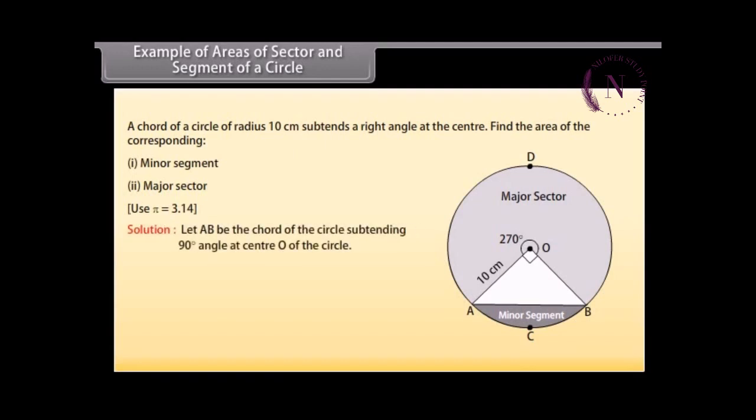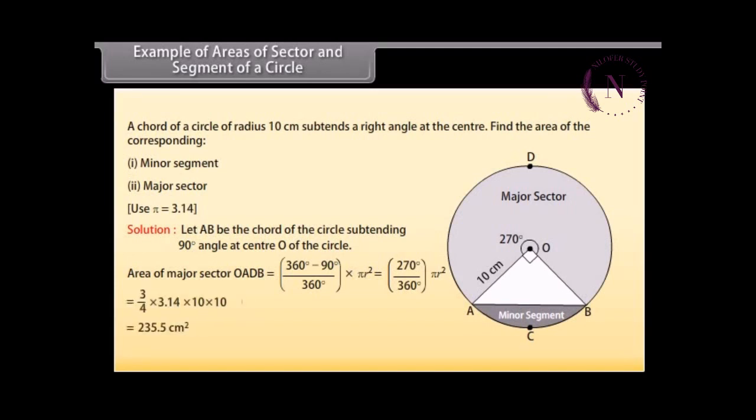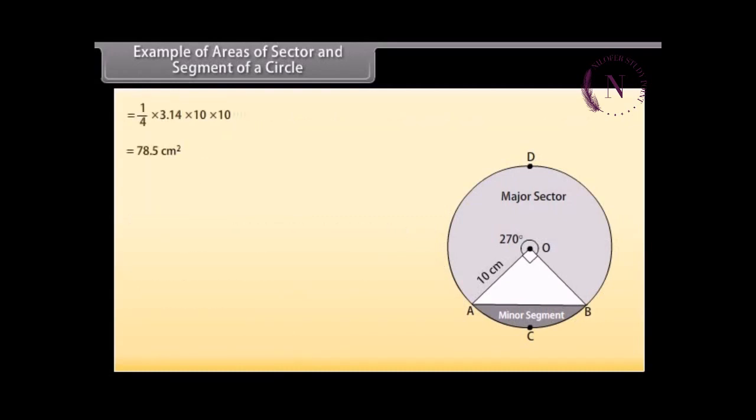Solution. Let AB be the chord of the circle subtending 90-degree angle at center O of the circle. Area of major sector OADB is equal to 360 degree minus 90 degree whole upon 360 degree into pi r square, which equals 270 degree upon 360 degree into pi r square, which is equal to 235.5 centimeters square. Area of minor sector OACB is equal to 90 degree upon 360 degree into pi r square, which is equal to 78.5 centimeters square.